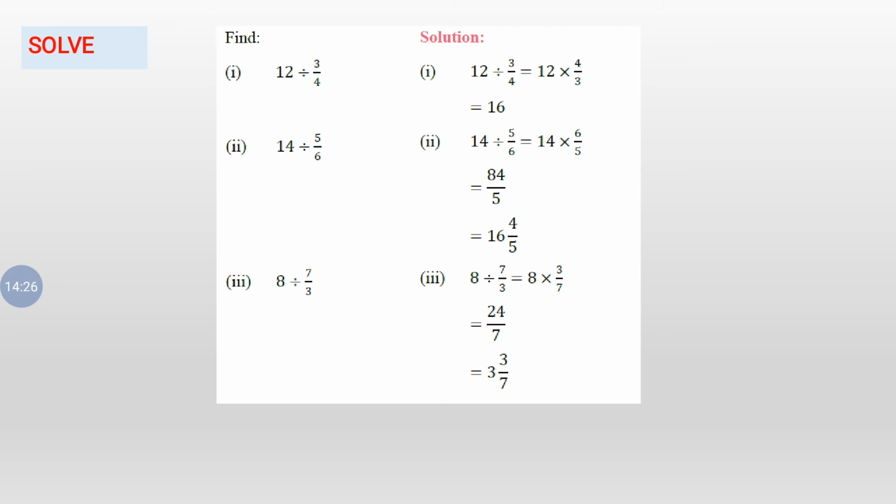8 divided by 7 by 3. So 8 by 1 divided by 7 by 3. So 8 by 1, don't change the first fraction. Division into multiplication, so multiply. 7 by 3 is a reciprocal of 3 by 7. 8 3s are 24 by 7. The improper fraction converts into a mixed fraction. 24 divided by 7: the quotient is 3, the remainder is 3. 7 3s are 21, 21 plus 3 is 24. We get the value 3 3 by 7.